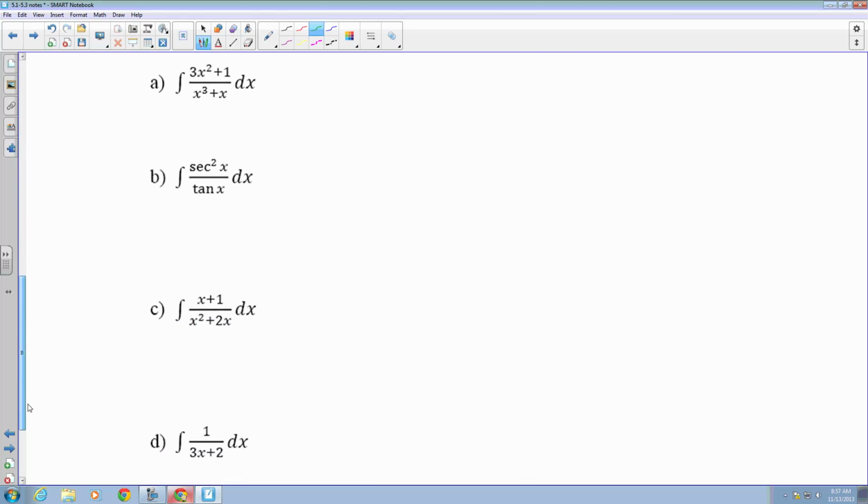Okay, here we have some examples. U on this one is x cubed plus x. Du is 3x squared plus 1, which is exactly the same as what we have. So sometimes we're going to be able to just recognize this right away and not worry about it, not have to rewrite all these steps.